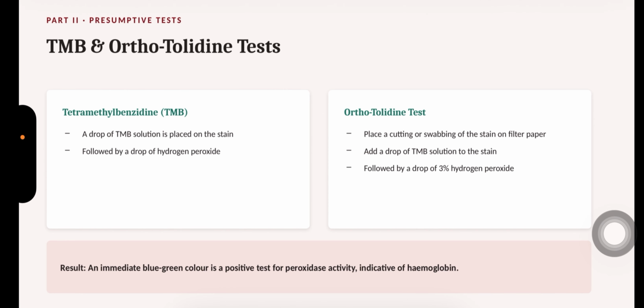In tetramethylbenzidine, a drop of TMB solution is placed on a stain followed by a drop of hydrogen peroxide. This gives an immediate blue-green color for positive peroxidase activity, indicative of hemoglobin. Similarly, in the orthotolidine test, you place the sample, the cutting or swabbing of the stain, on a filter paper, add a drop of TMB solution followed by a drop of 3% hydrogen peroxide. This gives your same blue-green color, that is your positive peroxidase activity.